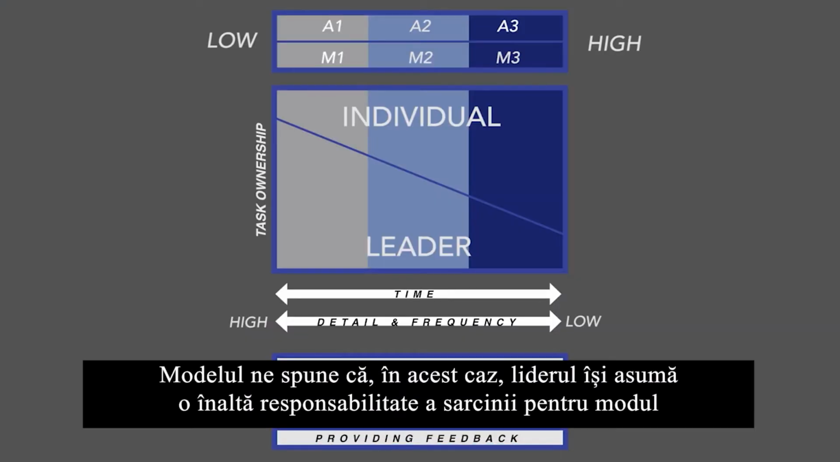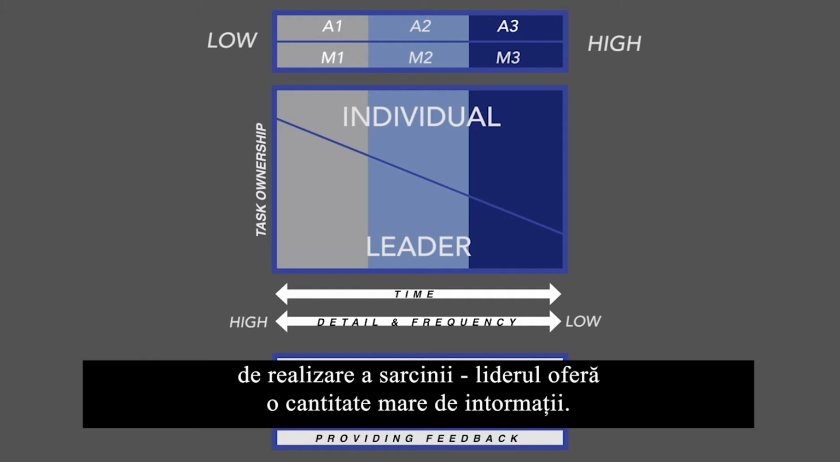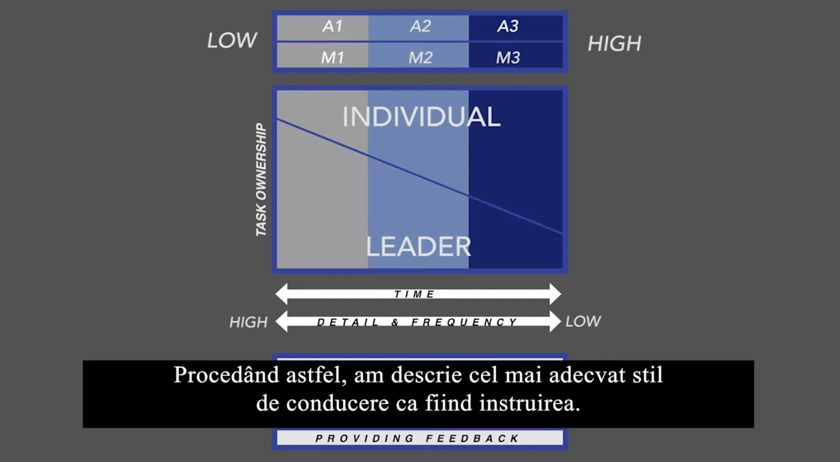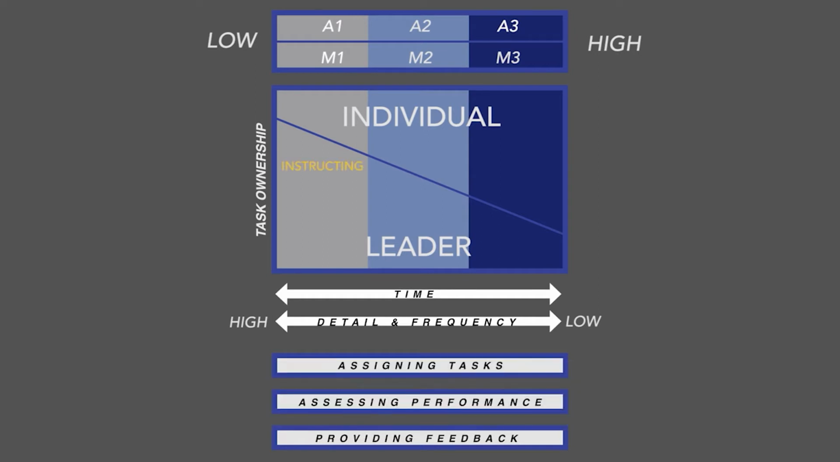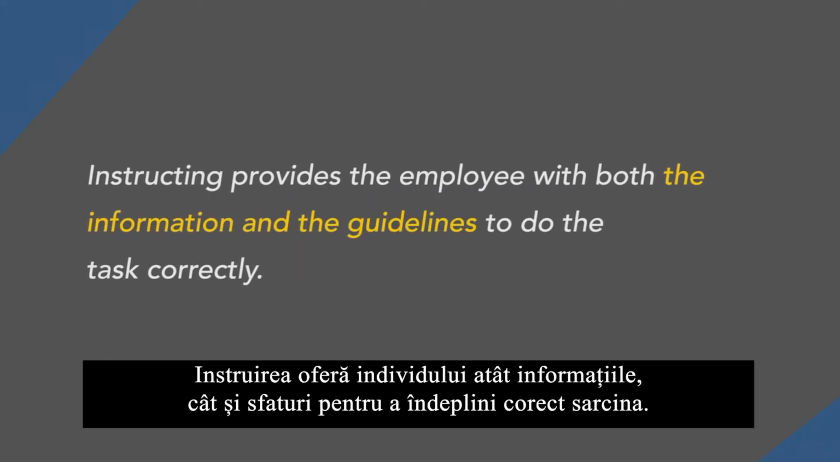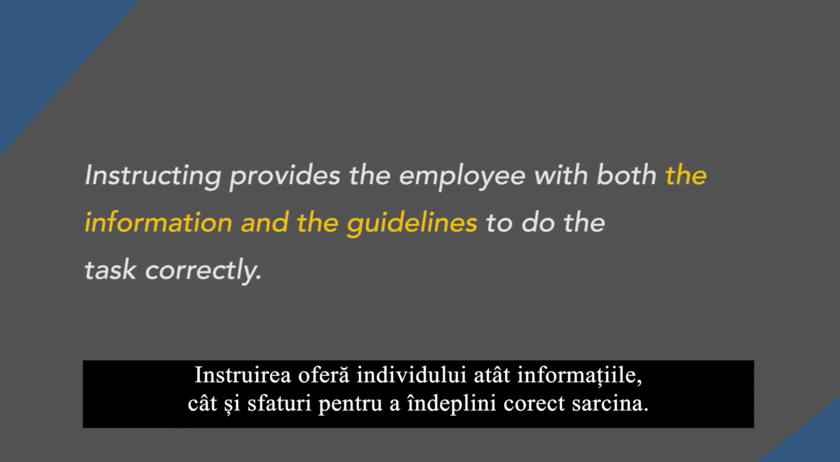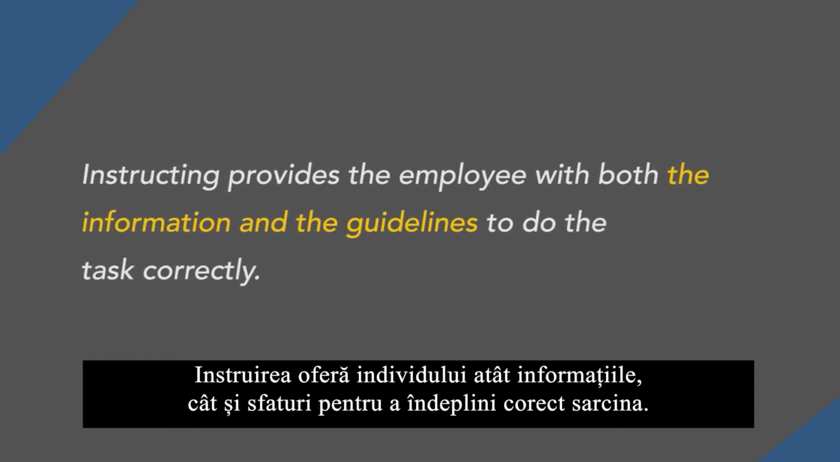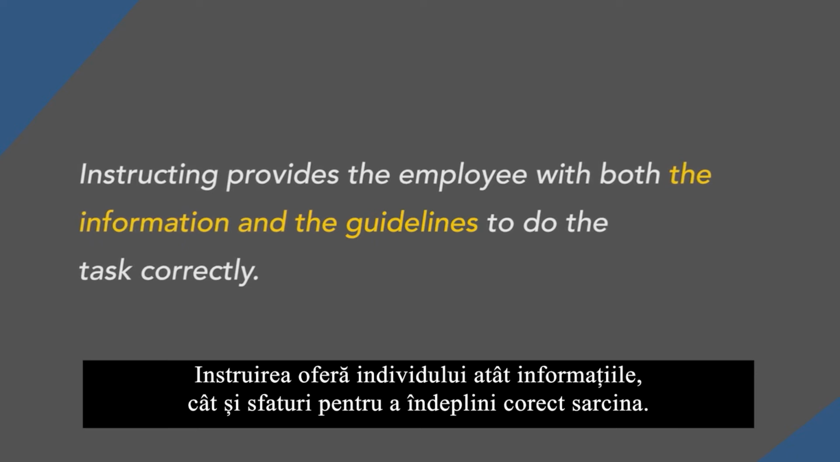The model tells us that in this case, the leader assumes high task ownership for the how to do the task. The leader provides high amounts of detail. In doing so, we would describe the most appropriate leadership style as instructing. Instructing provides the individual with both the information and the guidelines to do the task correctly.